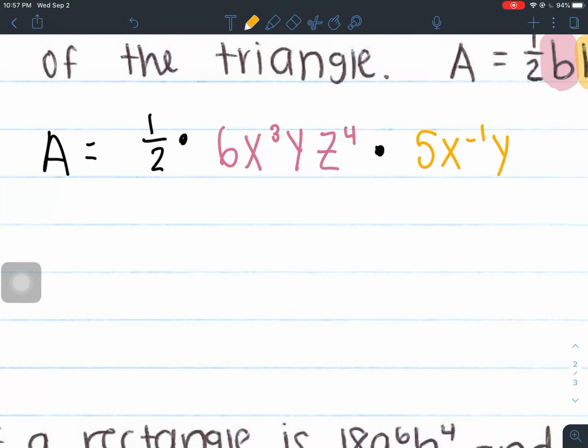Now you're going to apply your laws of exponents to this. The laws of exponents are just the same as always. The first thing I always like to start with are the regular numbers. So what regular numbers do I see here? Well, I see a 6 and I see a 5. Now I'm going to multiply these together.